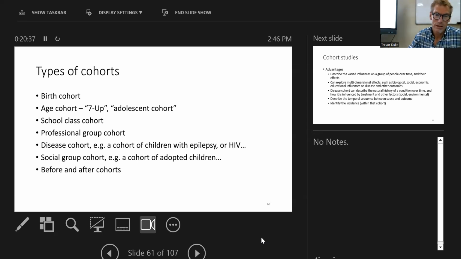There are other social group cohorts. For example, you could imagine a cohort of adopted children that are followed up long term, or a cohort of HIV exposed babies to follow them long term. They would be interesting cohorts. And then there are other cohorts that are like before and after cohorts, where you just identify a group of children with a particular characteristic before and after an intervention, right? So there's a number of ways to look at cohort studies.